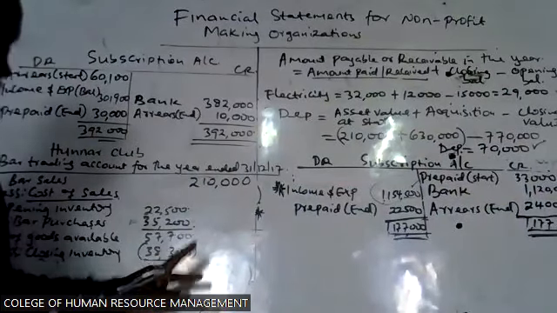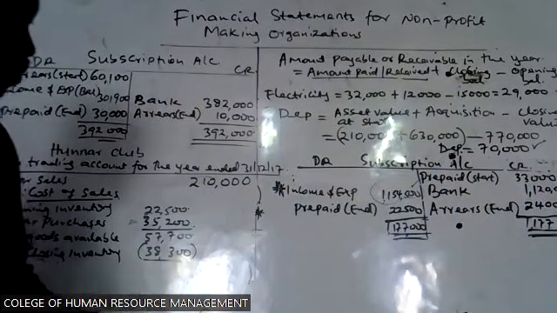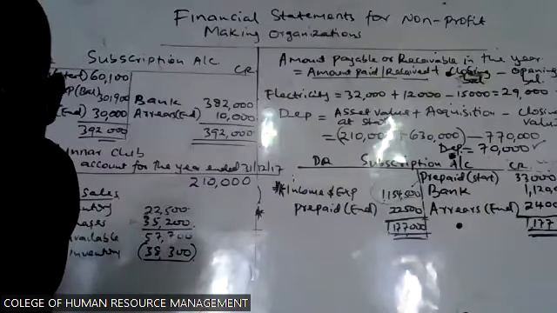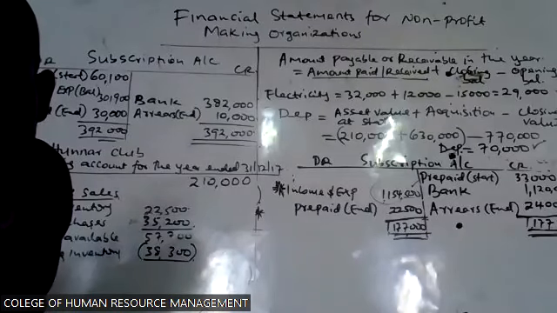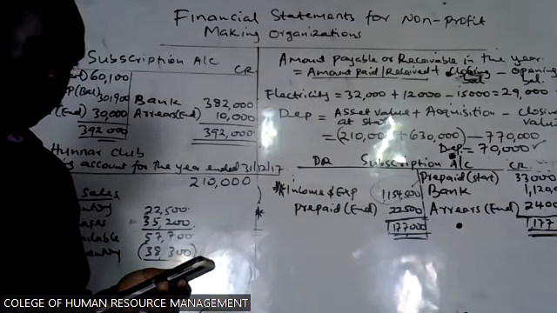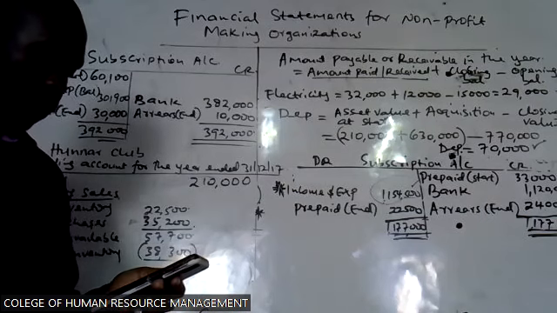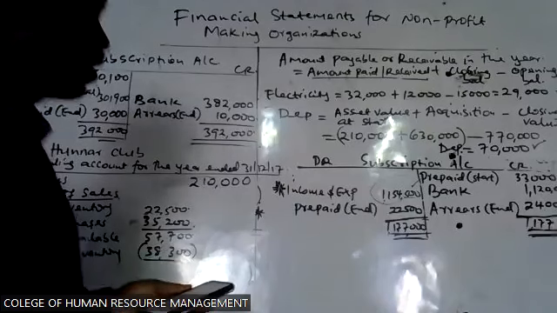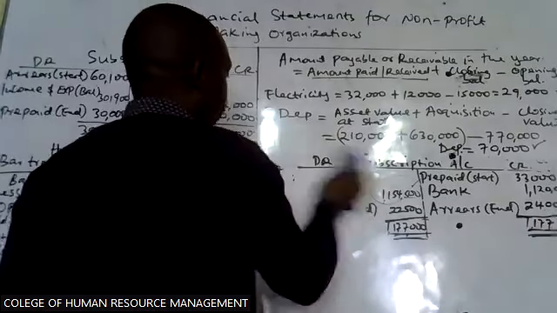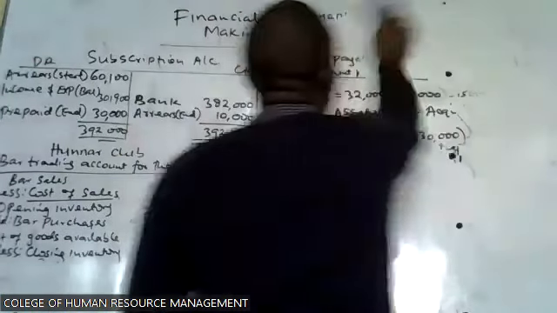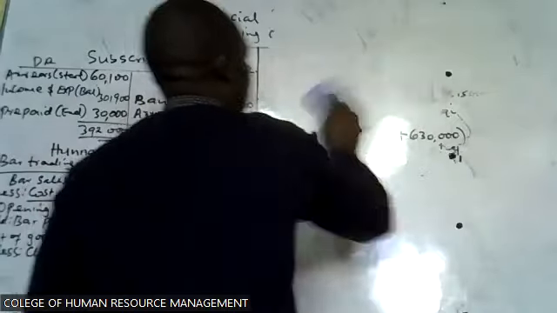So I think we have done the subscription here. Then we have done the bar trading. What is the next thing that we're supposed to do? The next thing is to prepare the income and expenditure account. But before that, do we have anything else that we need to adjust? It is only rent. If you look at the bottom there, we are given rent. That expense needs to be adjusted.